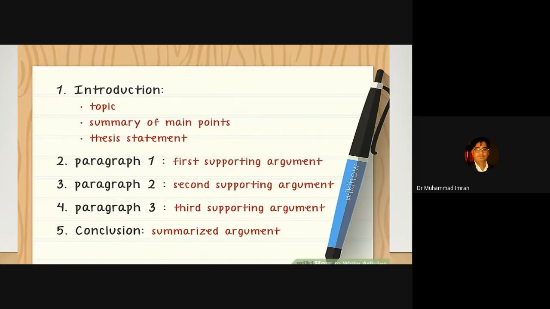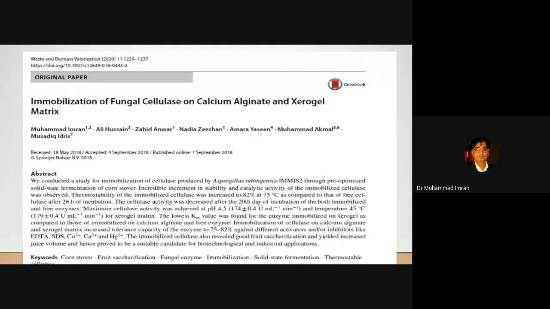Introduction should be in the present sentence. It should be topic oriented. Introduction should explain your title. What are the fungal species which can produce cellulase enzyme? What is the importance of cellulase? What are the immobilization techniques? Their importance. What are the calcium alginate, zero alginate, zero gel matrix techniques? These are all present in the introduction.